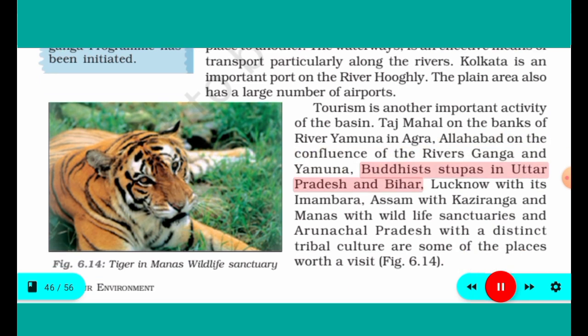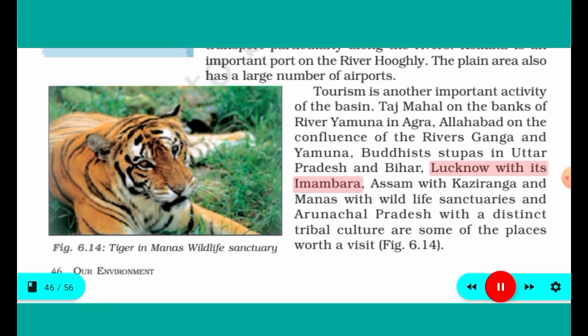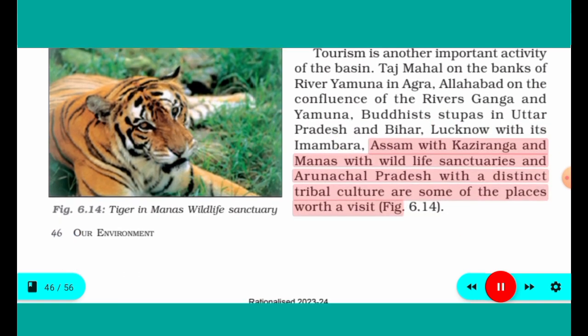Buddhist stupas in Uttar Pradesh and Bihar. Lucknow with its Imambara. Assam with Kaziranga and Manas wildlife sanctuaries, and Arunachal Pradesh with a distinct tribal culture are some of the places worth a visit.